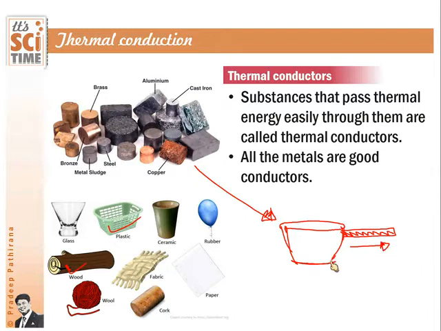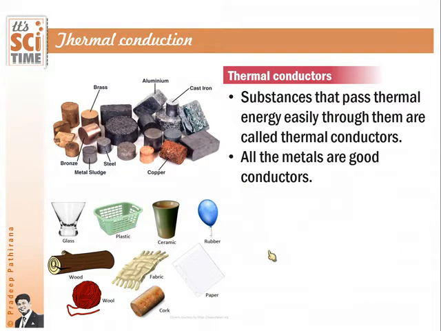But the cooking utensil is made of aluminium or copper or something, because through the metals heat transfers well to the food very easily. This is how we manage these thermal conductors and insulators.